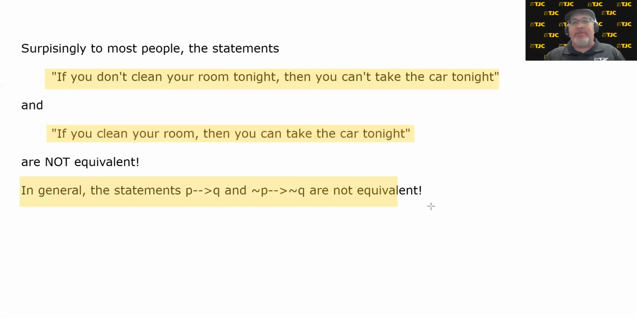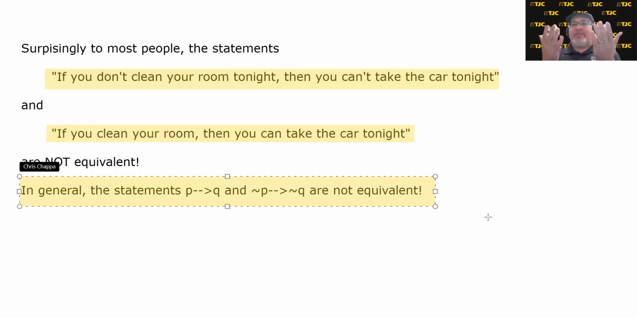In general, the statements P pointing to Q and negation P pointing to negation Q are not equivalent. In other words, if you have an if-then statement that is true, negating both halves of it doesn't make that true also. Might be true, might not be true, but they're definitely not equivalent. And this leads us to variations of the conditional.